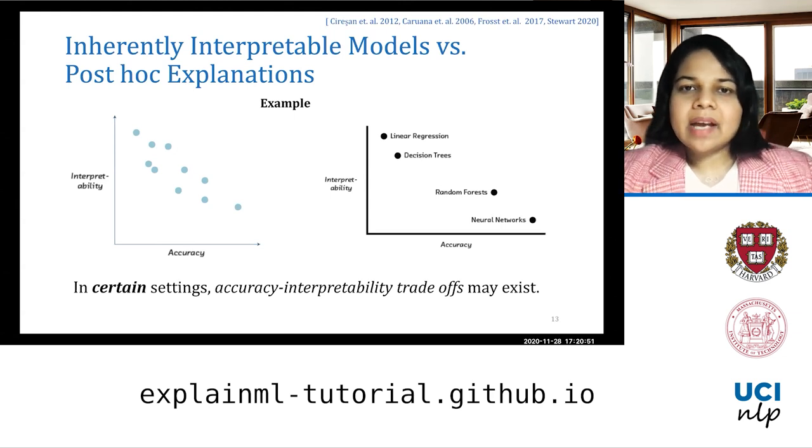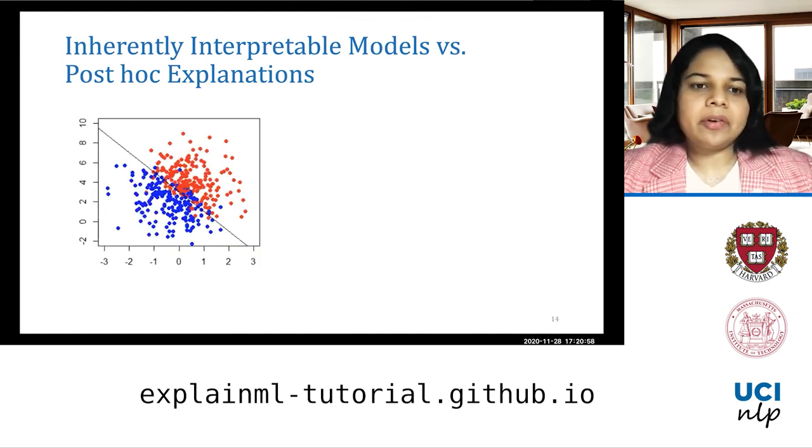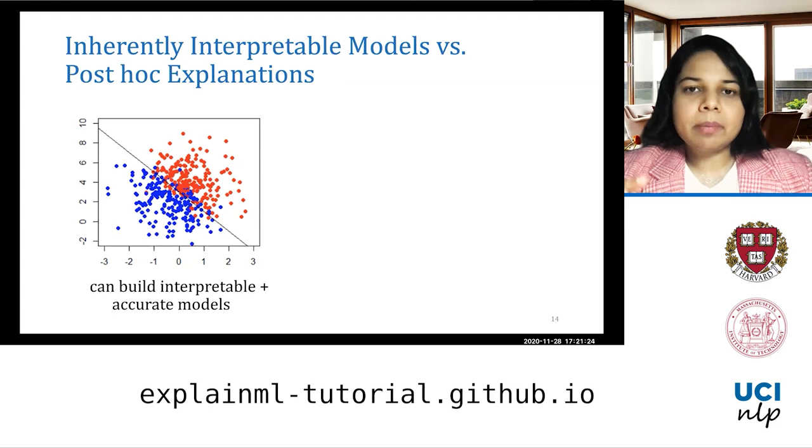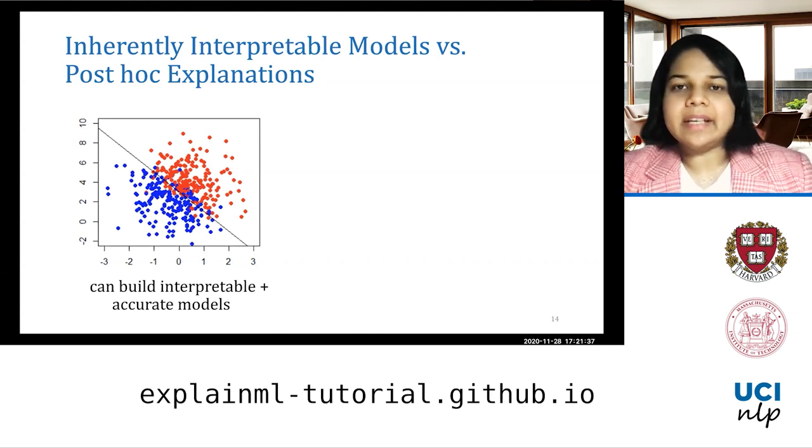To get a deeper intuition about when we might encounter these settings, let us consider another example. What you see here is a two-dimensional scatter plot of a data set. The data set just has two dimensions. On the x-axis, we plot dimension one. On the y-axis, we plot dimension two. And what you see is just a scatter plot of the data points. As you can see here, this data is linearly separable, which means we can build a simple interpretable linear model in this case, which will also be pretty accurate because the data itself is lending itself very naturally to these kinds of models, because the data is linearly separable.